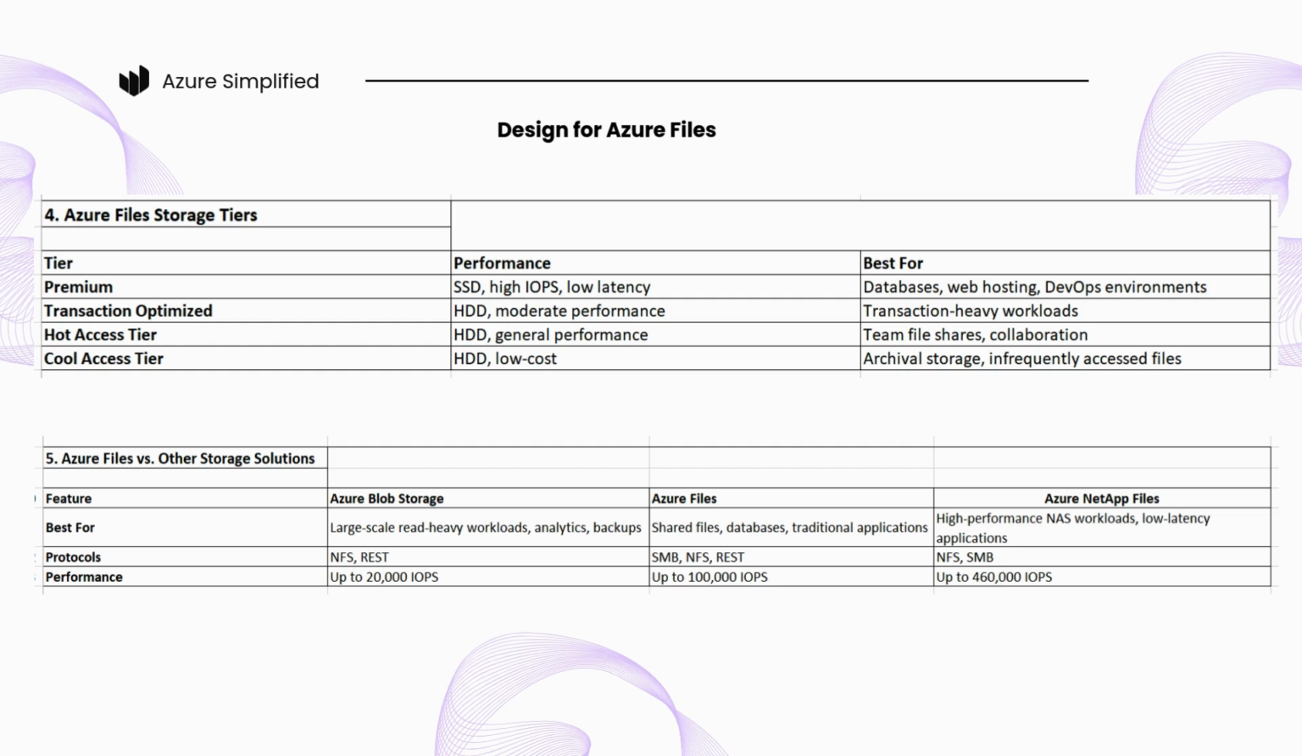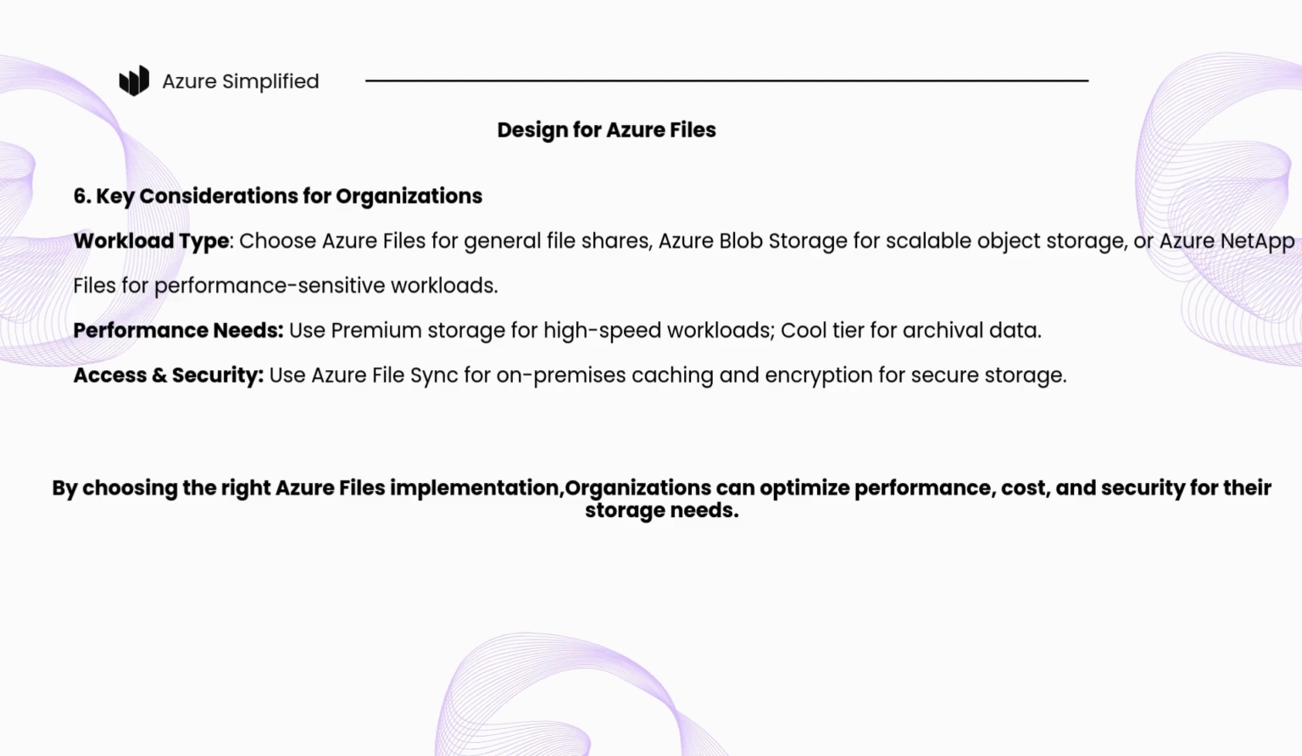Performance. Azure Blob Storage offers up to 20,000 IOPS, suitable for data-intensive workloads. Azure Files provides up to 100,000 IOPS, supporting enterprise-level file sharing and databases. Azure NetApp Files delivers the highest performance, up to 460,000 IOPS, ideal for low-latency applications like SAP HANA and high-performance computing. 6. Key considerations for organizations.